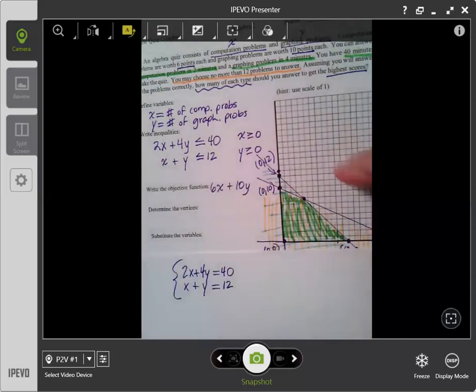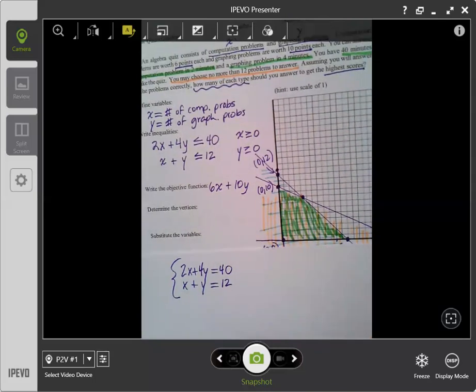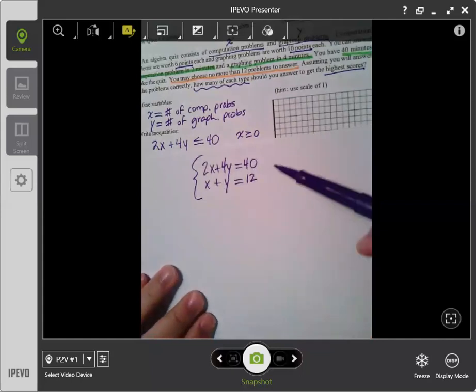Well, the problem with graphing is what you can see here. I could guess where that is, but it might be off slightly. How do I know if that's 4.1 or 4.2 or 4? That's the problem with graphing. So most of the time, to be accurate, we use elimination or substitution.